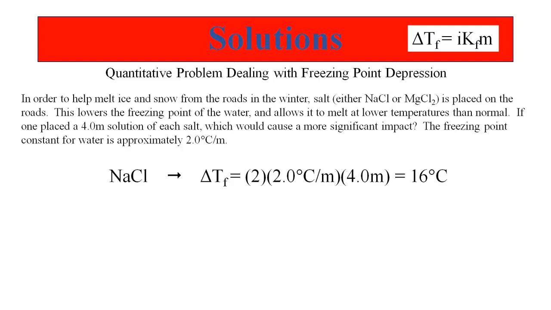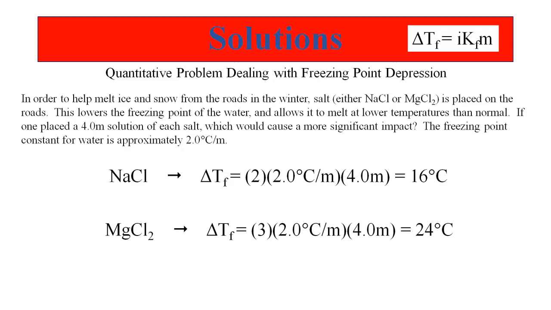For sodium chloride, to figure out the change in the freezing point, notice our i is 2. That's because sodium chloride will dissociate into sodium ions and chloride ions, or 2 moles of ions. The Kf for water is 2.0 degrees Celsius per molal, and the molality was 4.0 molal. So if we multiply those 3 numbers together, we get a change in the freezing point of 16 degrees Celsius. Remember that water normally freezes at 0 degrees Celsius. So if we had a 4 molal solution of sodium chloride dissolved in water, it now would not freeze until it got below negative 16 degrees Celsius.